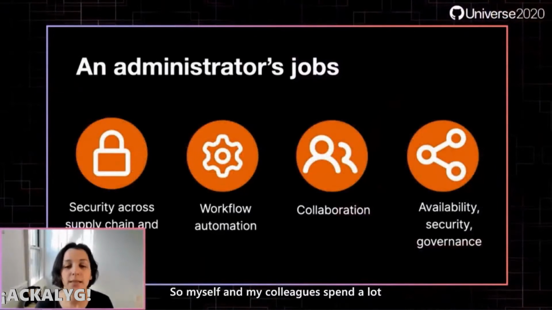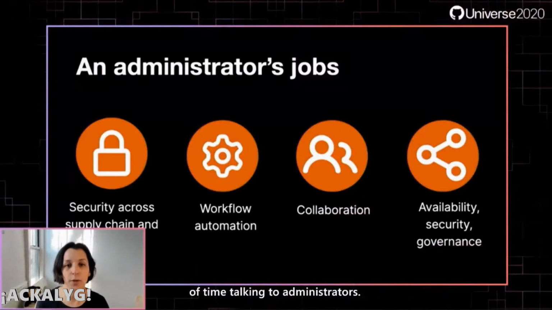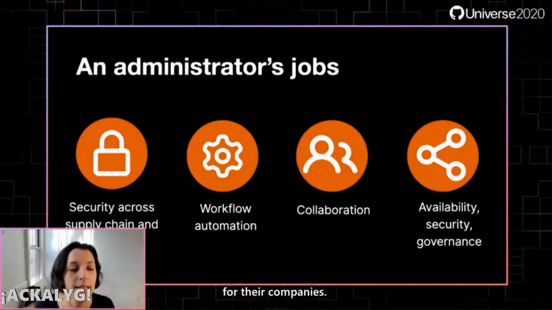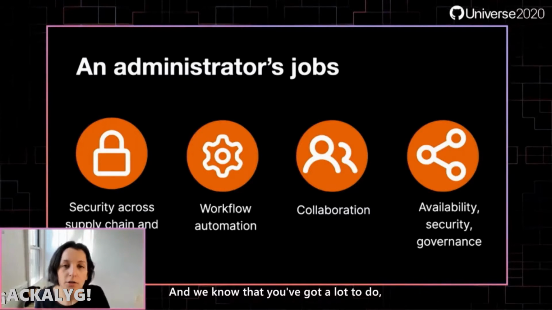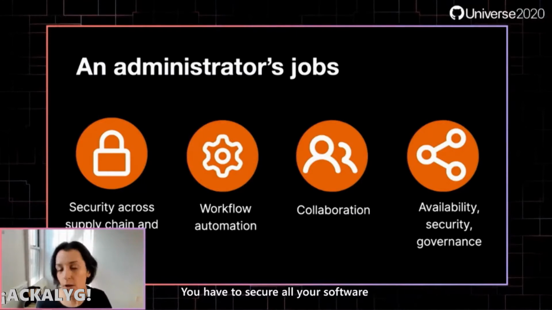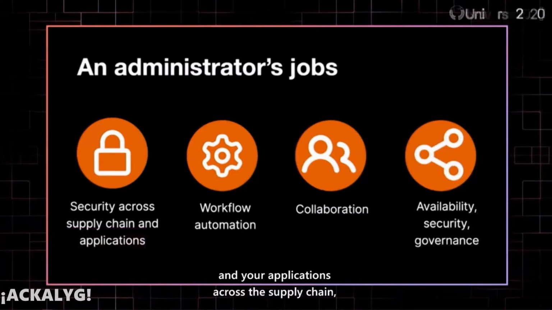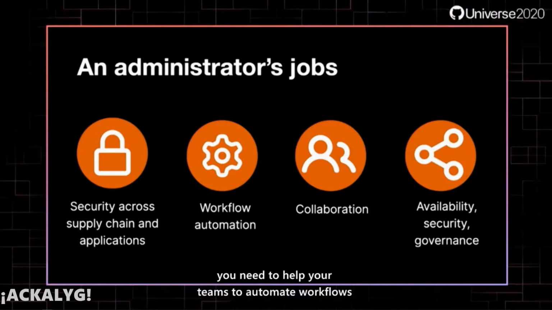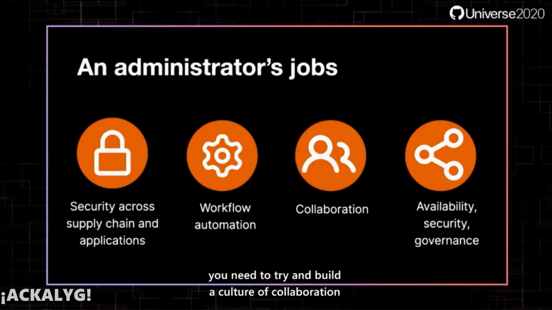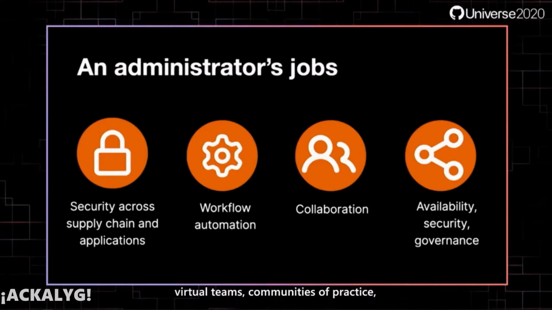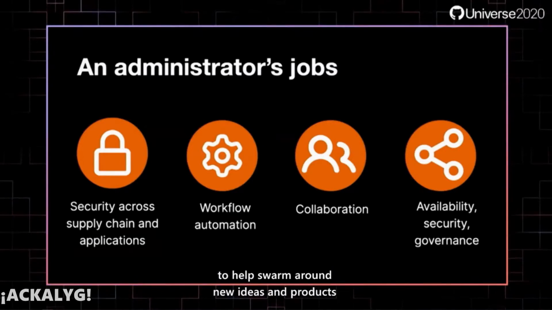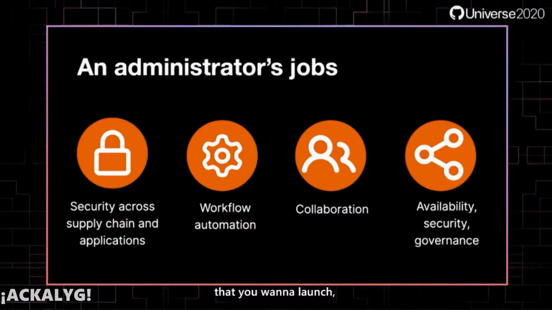So myself and my colleagues spend a lot of time talking to administrators, people like Keith, who run DevOps tooling for their companies. And we know that you've got a lot to do, and it's pretty hard sometimes. You have to secure all your software and your applications across the supply chain. You need to help your teams to automate workflows so they can focus on what they do best. You need to try and build a culture of collaboration, virtual teams, communities of practice to help swarm around new ideas and products that you want to launch.